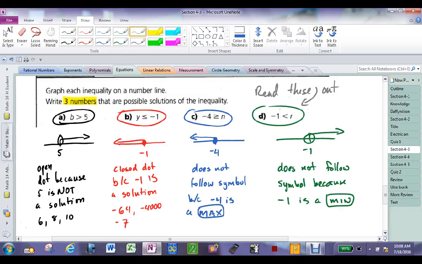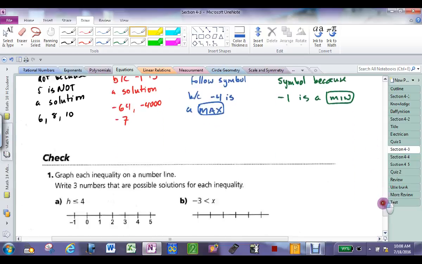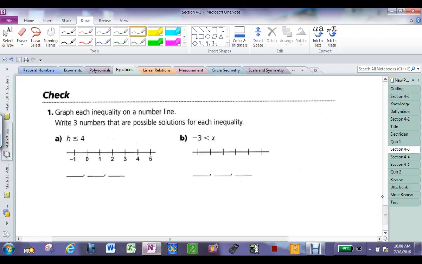Cool? Awesome. Graph, see if you can do it right. Go. I'm not going to talk. I want to see a line, a dot, whether it's colored or not, and 3 answers.